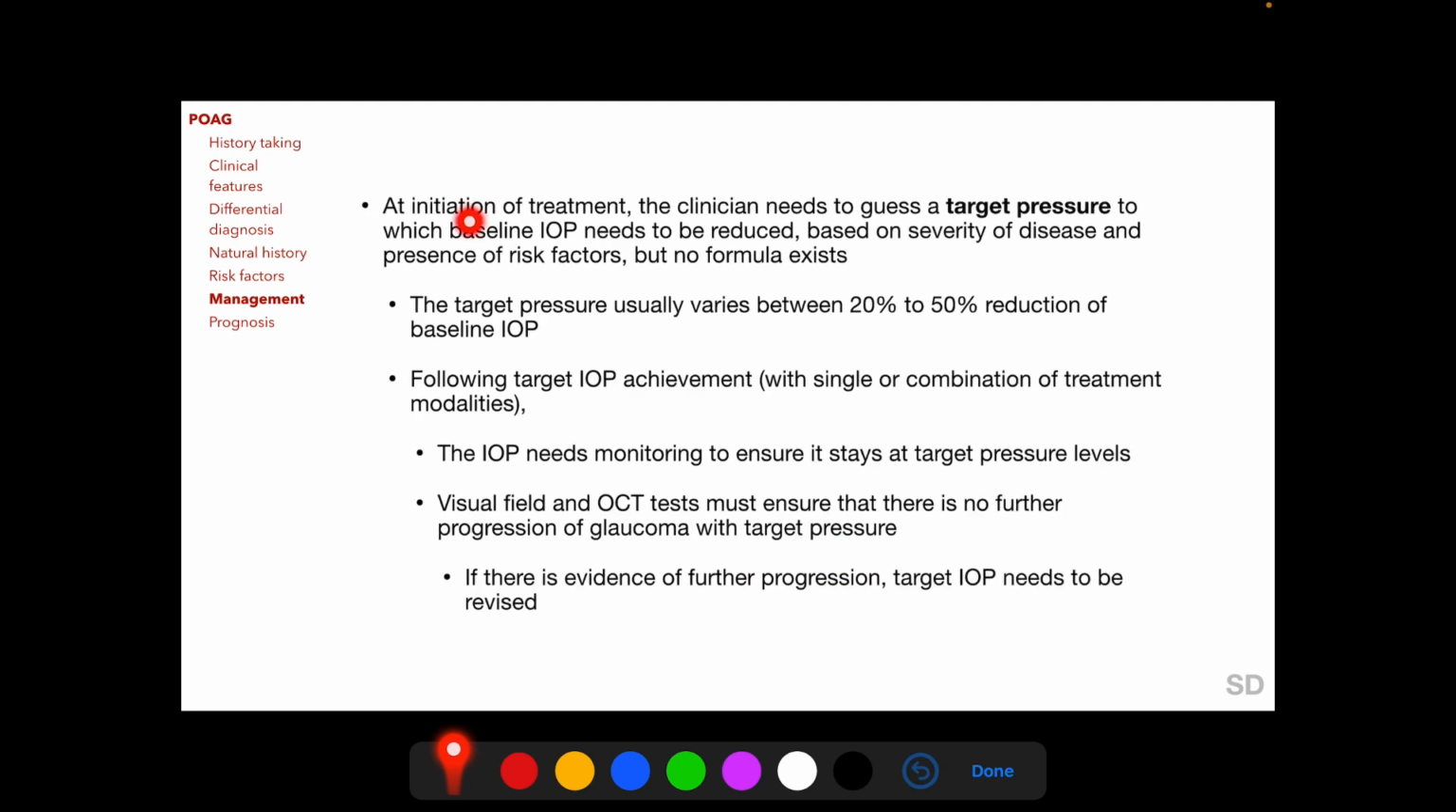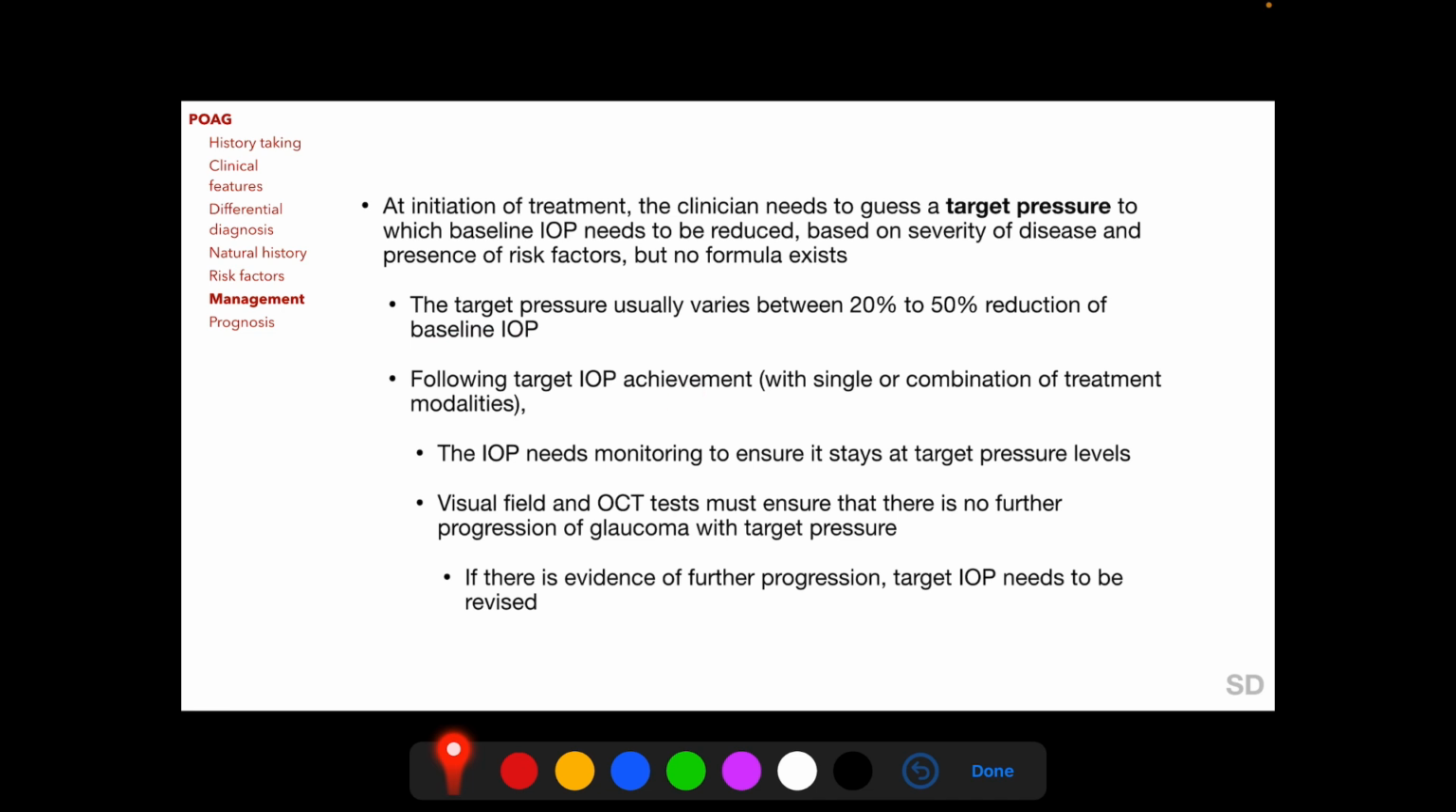At initiation of treatment, the clinician needs to gauge a target pressure to which the baseline intraocular pressure needs to be reduced based on severity of the disease and presence of risk factors for progression, but no formula exists to calculate the target pressure. The target pressure usually varies between 20% to 50% reduction of the baseline intraocular pressure.